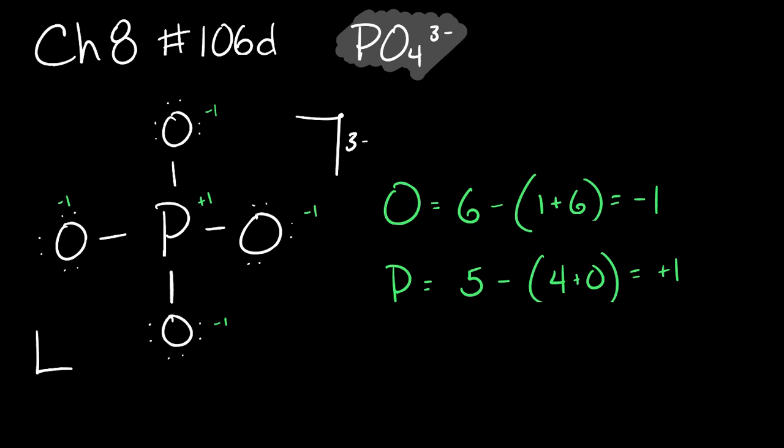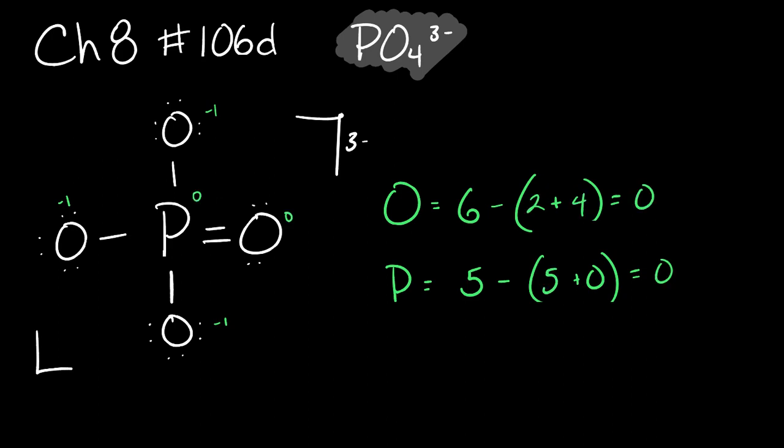So our question is, can we make a better structure here? Can we minimize these formal charges? Again, our main goal for formal charges is to get them as close to 0 as possible. The way that we do that is we add double bonds to our structure. Double bonding to the central atom is going to decrease formal charges. So let's add a double bond here and we'll see what happens.